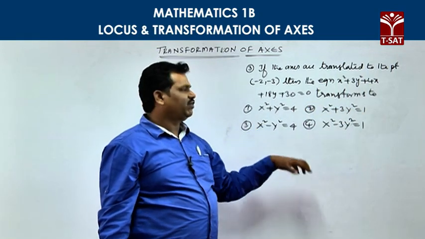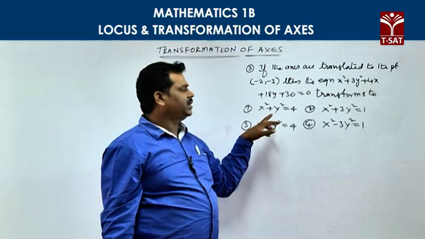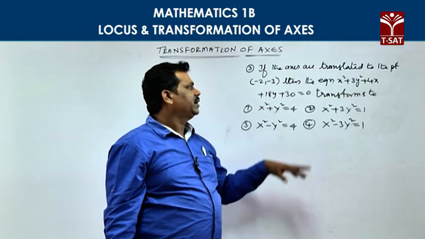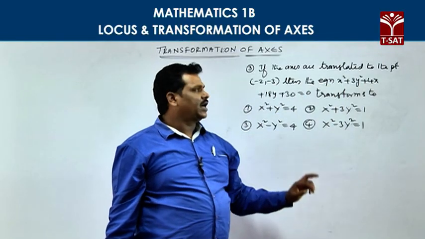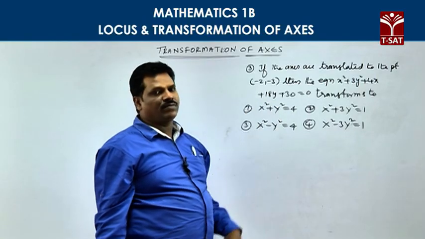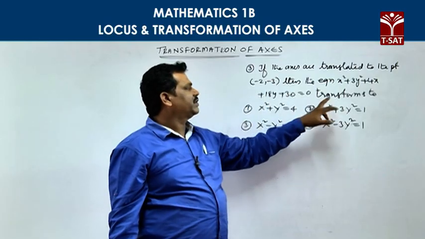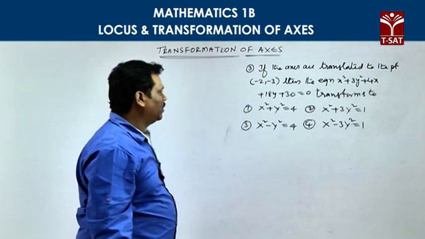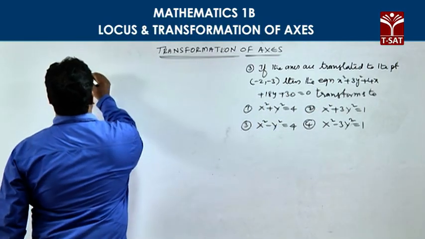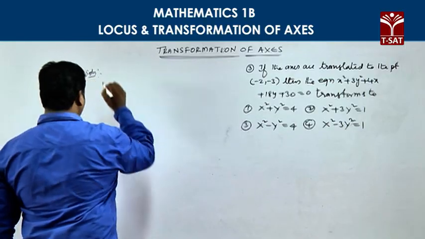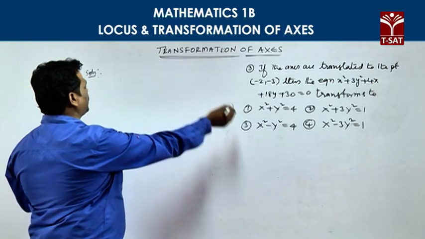We get the new equation in terms of capital X and capital Y. If we get the original equation, the answer is in small x and small y. So here the original equation is given, the origin shift is given, and we have to find the new equation. New equation we always get in terms of capital X and capital Y.